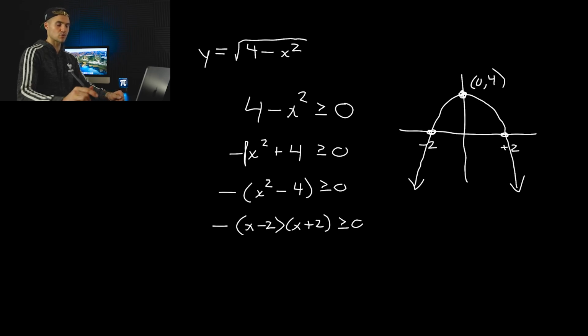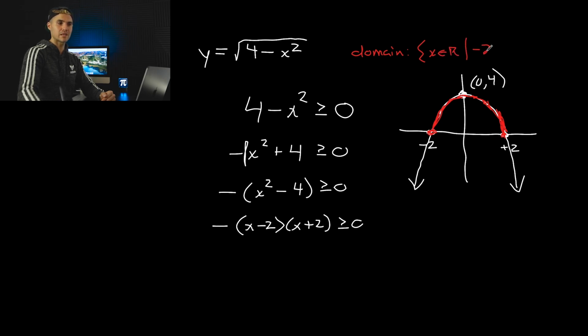And so remember, we're trying to find out when a quadratic is greater than or equal to 0: when is it on the x-axis, the intercepts, which are at -2 and +2, and then when is it above the x-axis, when are the y values positive? And notice that that's on this interval right here, right? And so in this particular case, the domain is going to be: x can be anything as long as it's in between and equal to -2 and +2, like that, right?